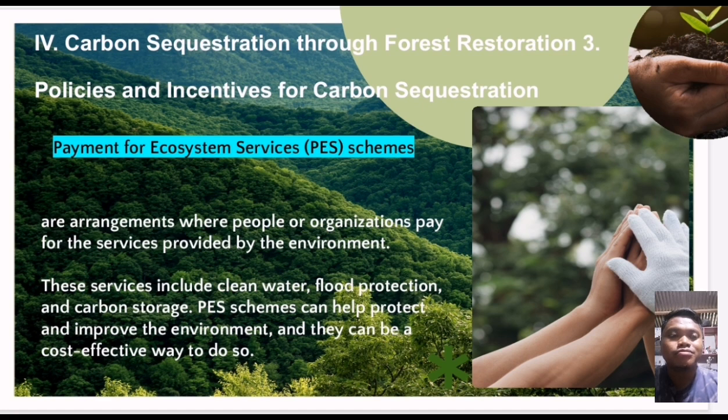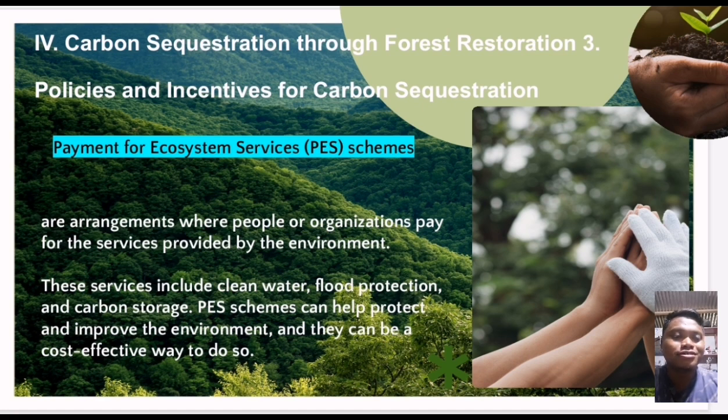PES schemes work by identifying ecosystem services, such as determining the value of ecosystem services provided, setting payment structures, and establishing payment mechanisms for landowners or managers. Number three is monitoring and verification, which is tracking the effectiveness of the conservation effort. For example, the watershed protection program: payment for landowners to conserve or protect the watersheds that they own or that are available in their land.